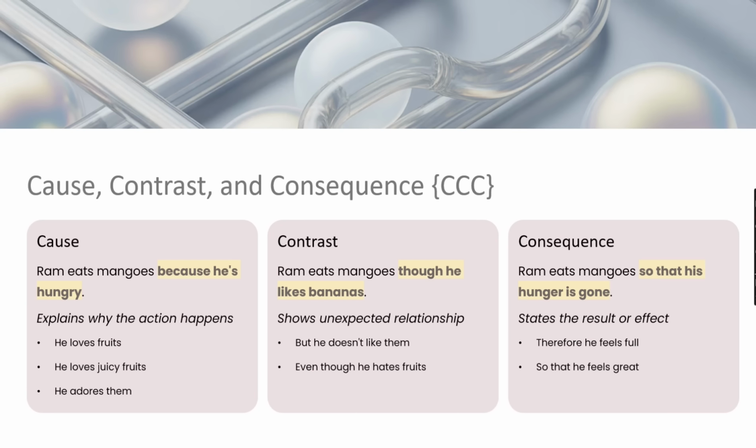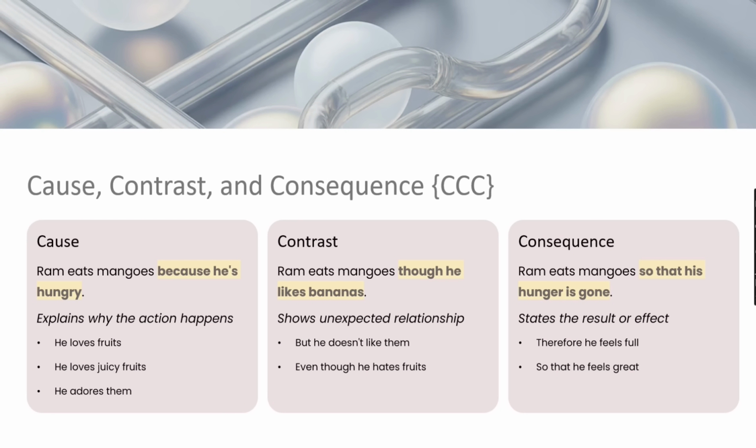You can add other reasons as well. Ram eats mango because he loves fruits. Ram eats mango because he loves juicy fruits. Ram eats mango because he adores them. He adores fruits. So you can show cause using your own choice of words in any particular sentence. In this sentence, I have added my choice of words, but you will have freedom.